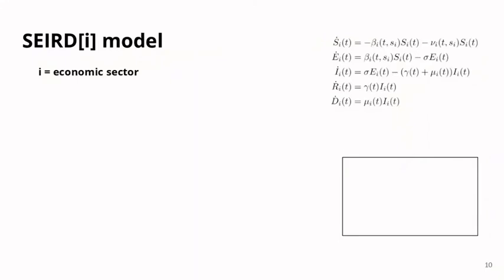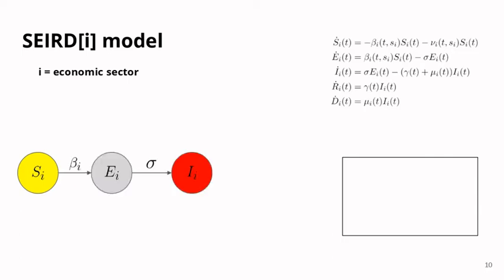So the model itself is, as I said before, an SIRD model where each sub-model is on an economic sector and not on a region. So what's this model? We have basically 5 compartments. The S is the susceptible population, then the exposed population, infected ones, recovered, and death.